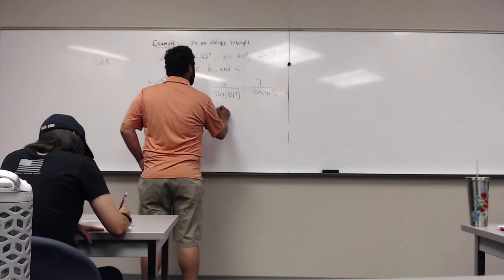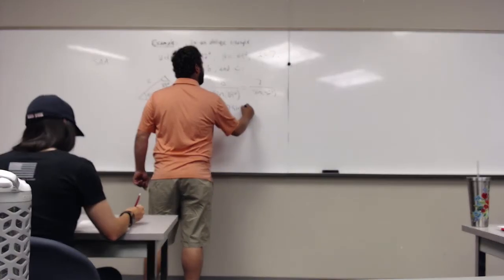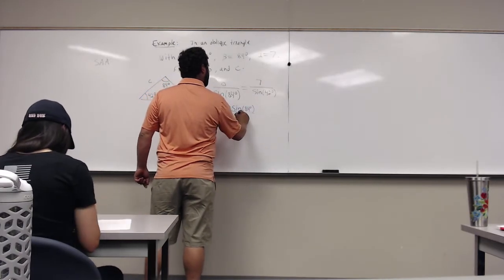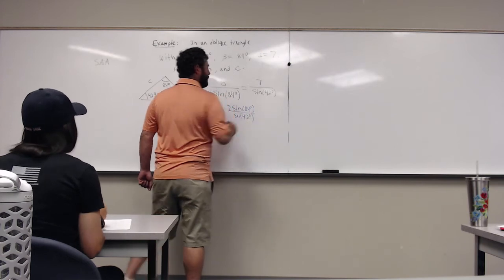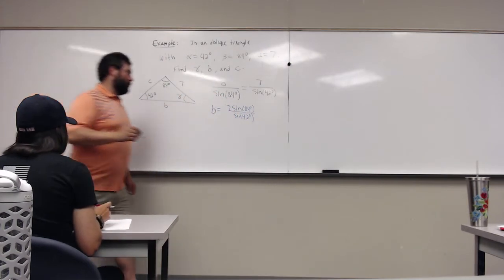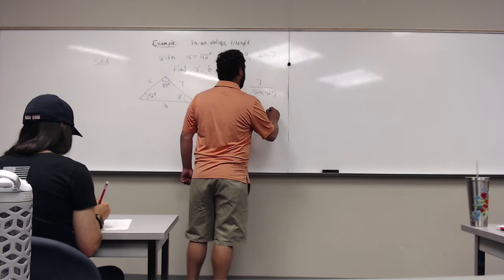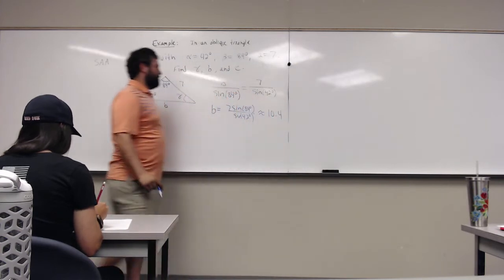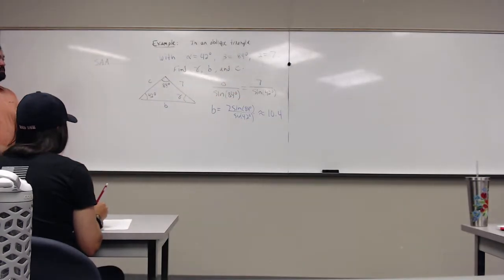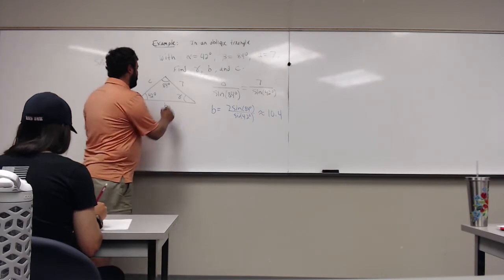And then B would be 7 sine 84 over sine 42. And what did you get for this side? 10.4. You get 10.4. We'll just round to 1 decimal place. So side B has length 10.4. So we know this one.